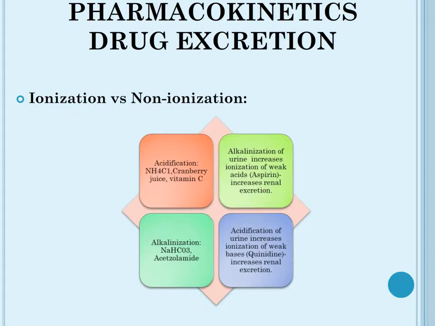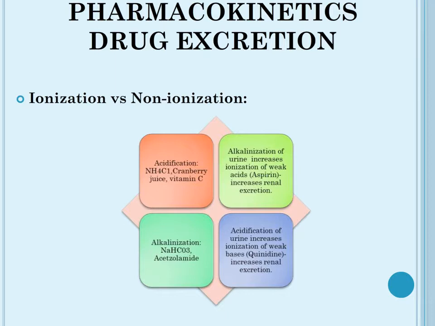Ionization and non-ionization again apply to drug excretion, and in situations of overdoses and toxicity, we apply these principles to enhance the excretion of a drug. Acidifying urine will increase ionization of weak bases, for example quinidine. And if you acidify the urine, you'll increase renal excretion.